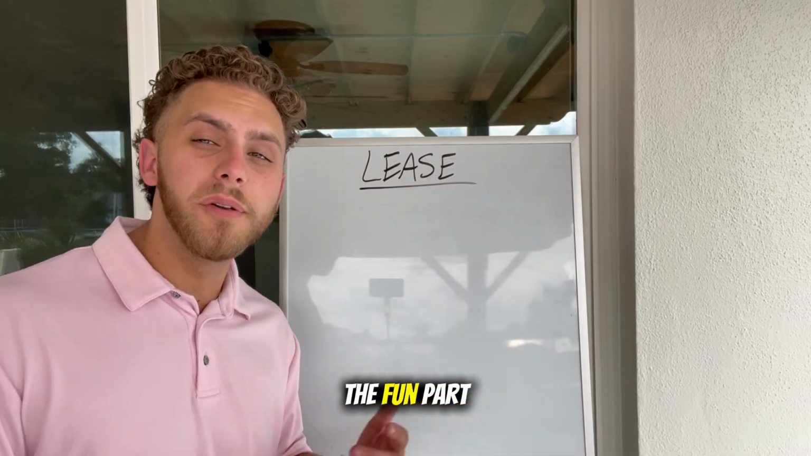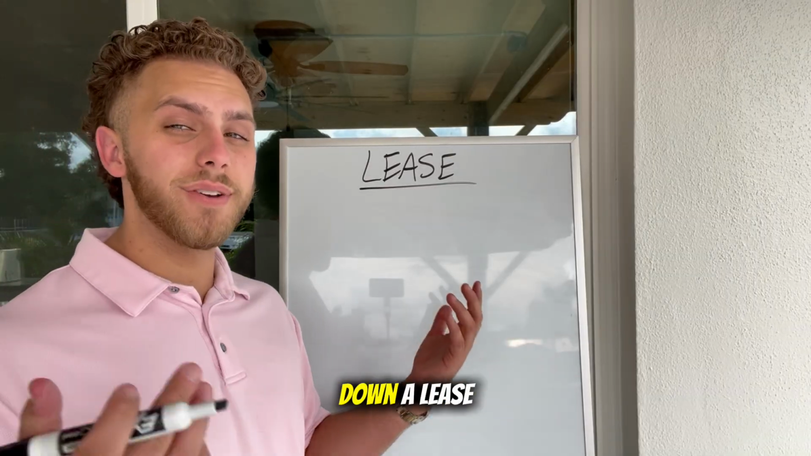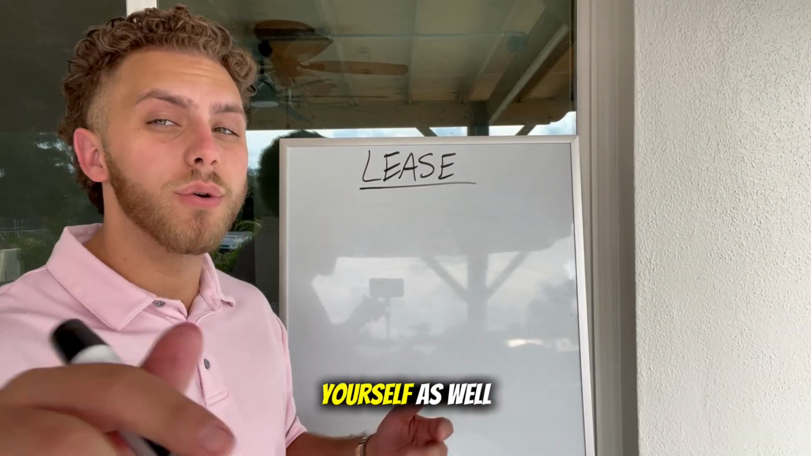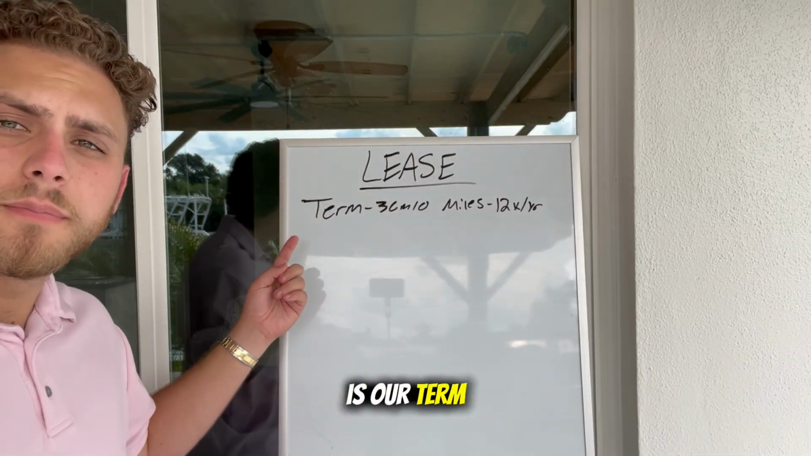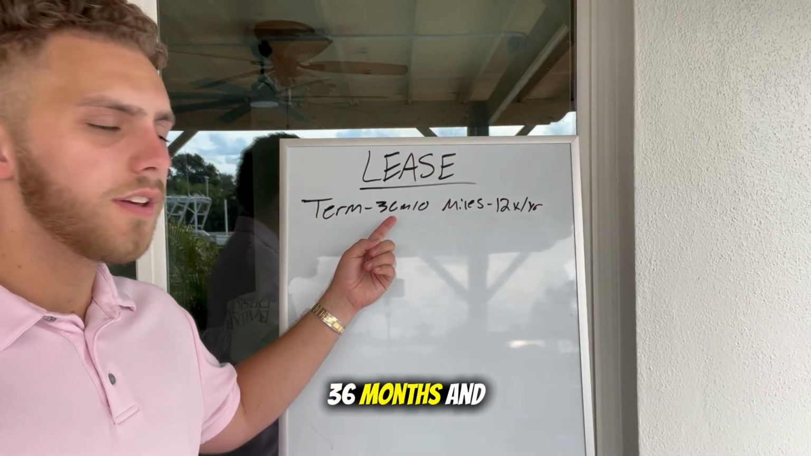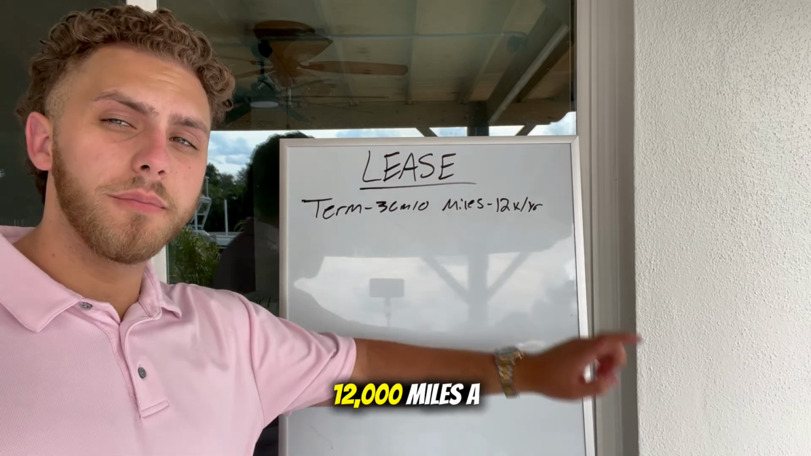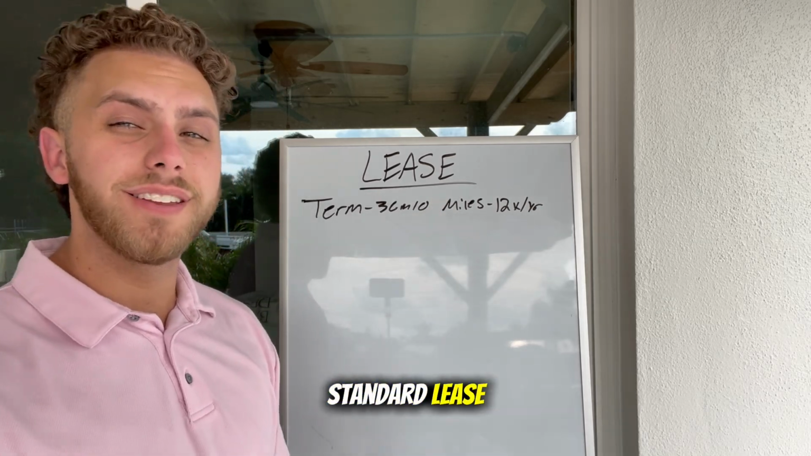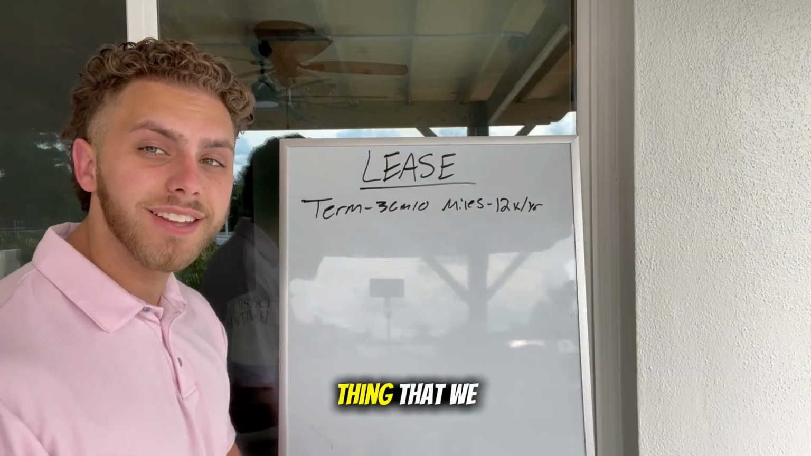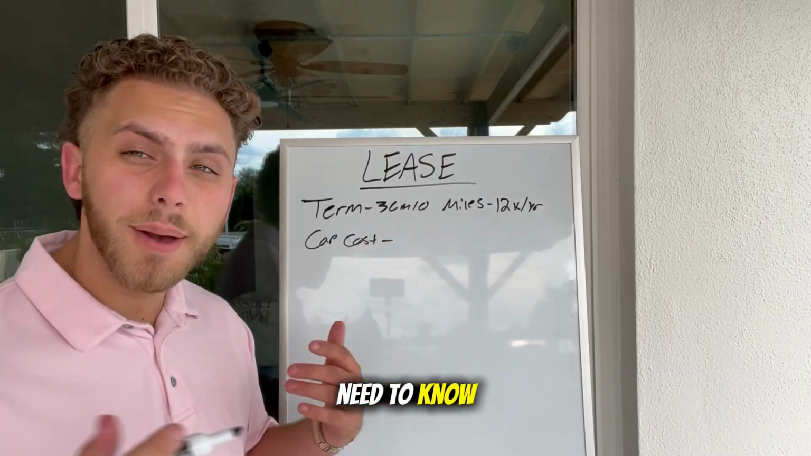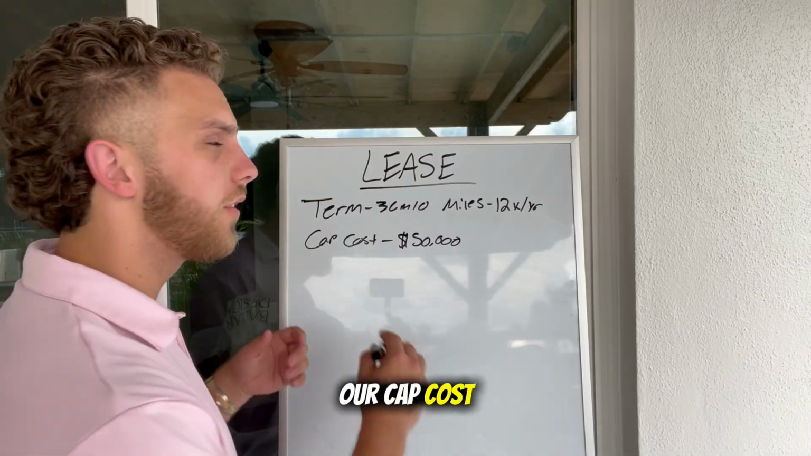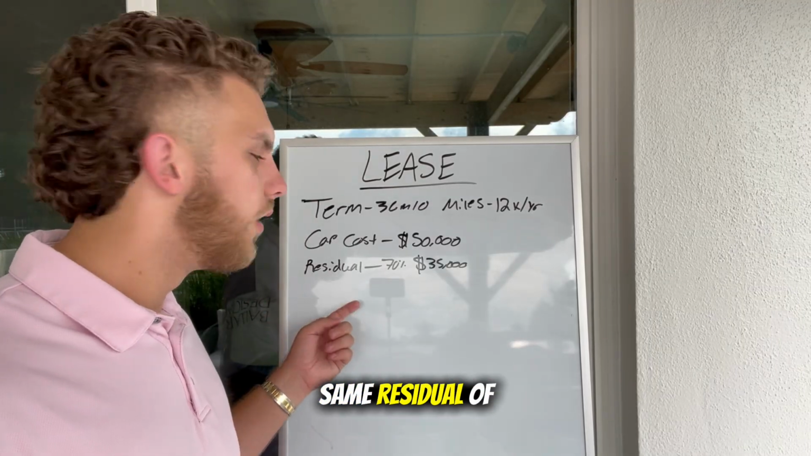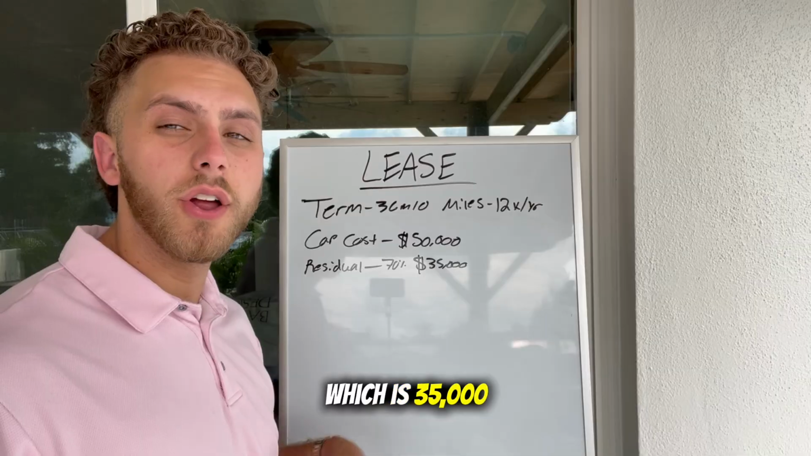Now, here comes the fun part of actually breaking down a lease and how you can do it yourself as well. So the first two things that we're going to start off with is our term, 36 months, and our miles, 12,000 miles a year. Okay, we're going to go over the very standard lease in this situation. Now, the next thing that we need to know is our cap cost. We're going to use the same example of $50,000 on our cap cost, and we're also going to use the same residual of 70%, which is $35,000.